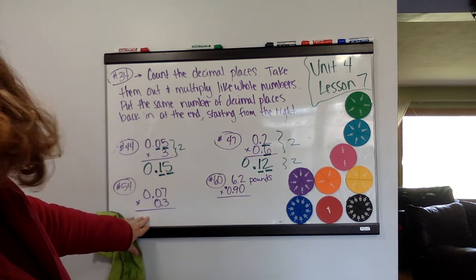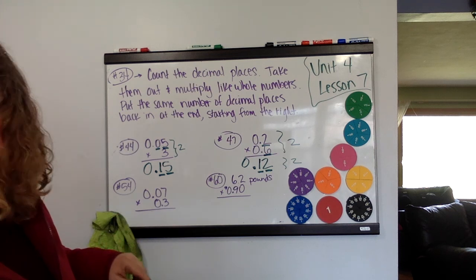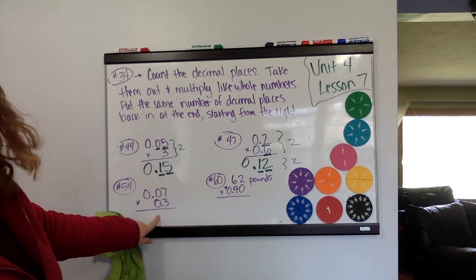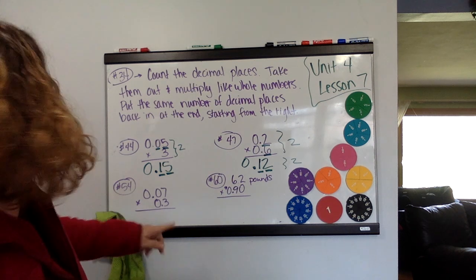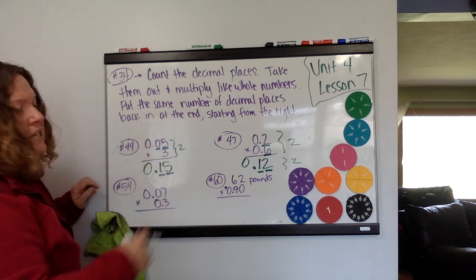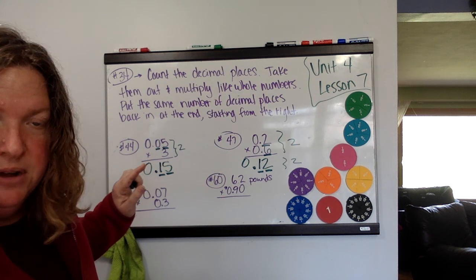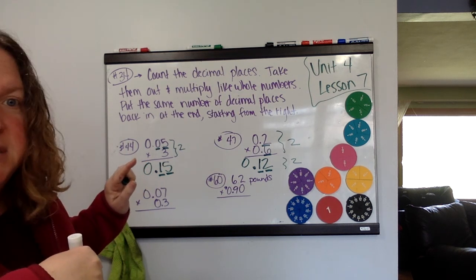Flipping over to the next page, let's look at number 54. 7 hundredths times 3 tenths. Let's find out how many decimal places there are. Remember, you can always pause this video, try to figure it out, and then start me again to see if you got it right.